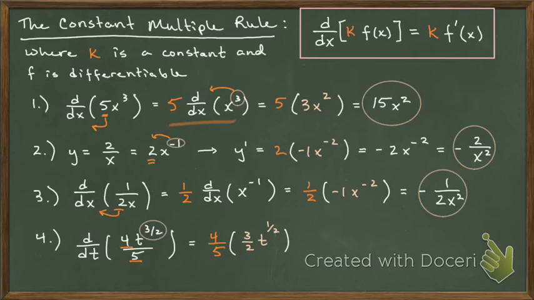So my power then is brought down to the 3/2, and I subtract 1 from the power. 3/2 minus 1 is a 1/2. And I do have some simplification here. I can divide 2 into 4 to have a 2 left over. 2 and 3 is 6. And t to the 1/2 is written typically as the square root of t.